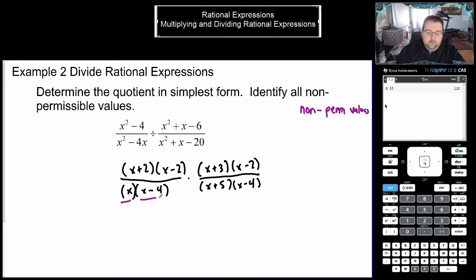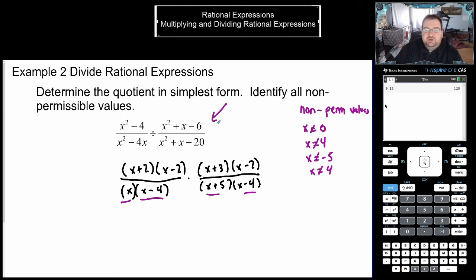You would tell me here, here, here, and here. So let's do them. X cannot equal 0. X cannot equal 4. X cannot equal negative 5. X cannot equal 4. And you're certainly right. These 4 are non-permissible values. But we're not done. Why are we not done?